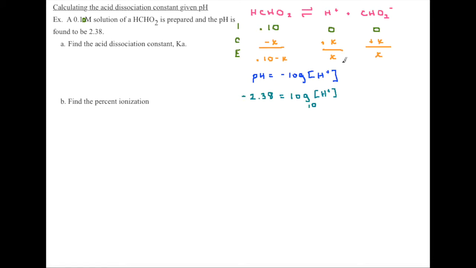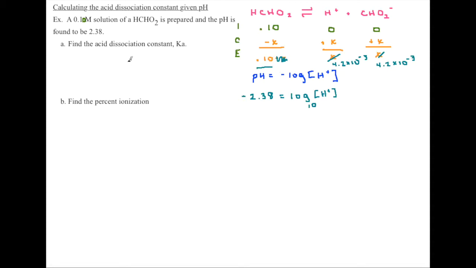And what I find for my equilibrium concentration of H+ is that it's 4.2 times 10 to the negative third. So I now know my X. It's 4.2 times 10 to the negative third. Same thing here, 4.2 times 10 to the negative third. And here, if I take 0.10 and subtract 4.2 times 10 to the negative third, if I'm rounding for significant figures, when you actually calculate that, it ends up just being 0.10 molar.